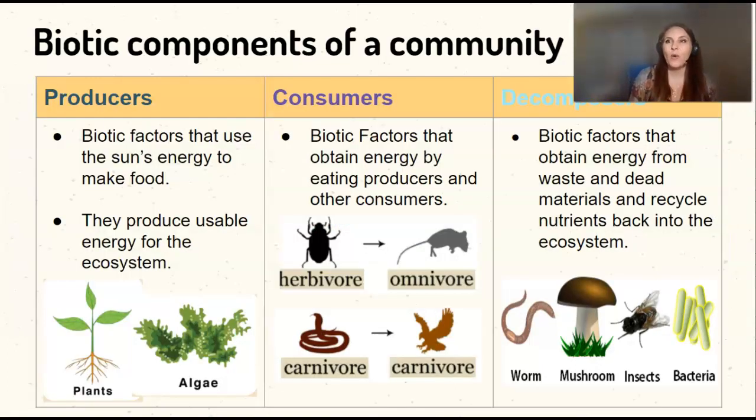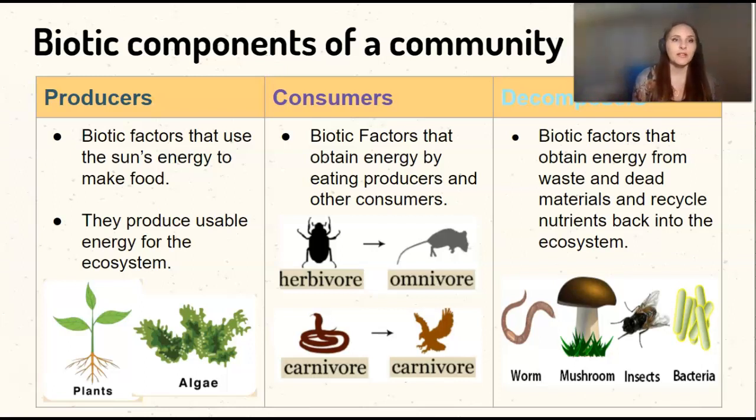All right, so I want to focus now on the three main groups of living pieces or components of a community. So remember, a community is all the living things inside an ecosystem. So the three main groups are producers, consumers, and decomposers. So let's talk about producers for a second.